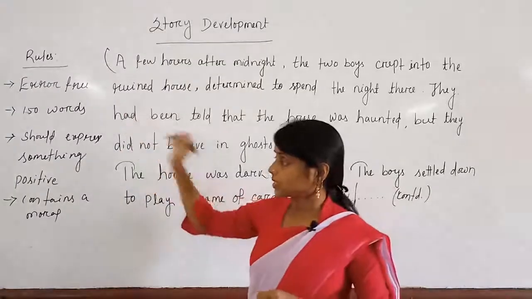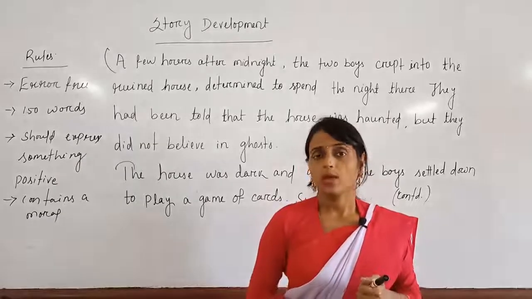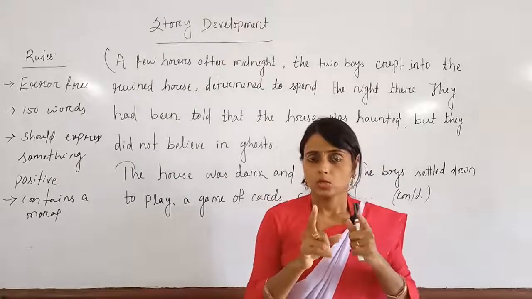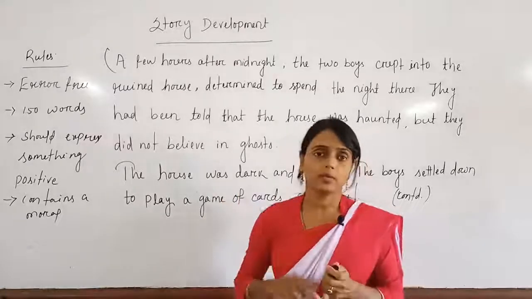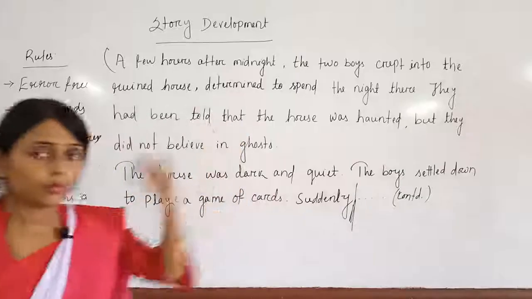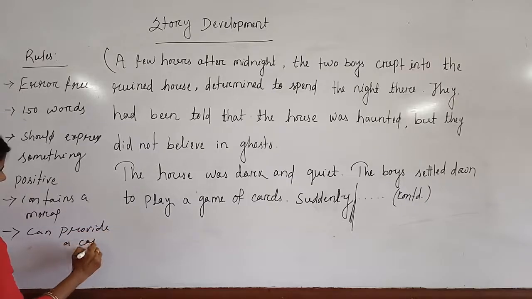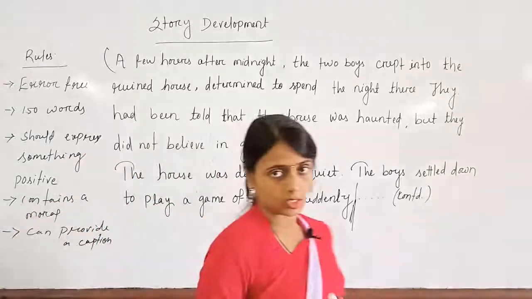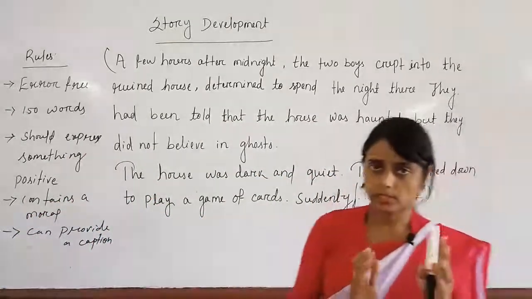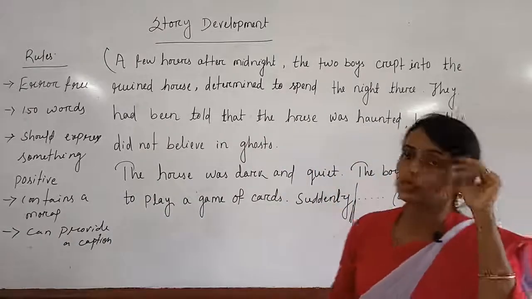Next, it should express something positive, okay, positive feelings must be expressed. Don't explain anything negative in the story, and the story must contain a moral. At the same time, you can also provide a caption, which means you can provide a title to the story if it is needed, okay. If the question permits, you can provide it, okay. So these are the rules to develop a story.